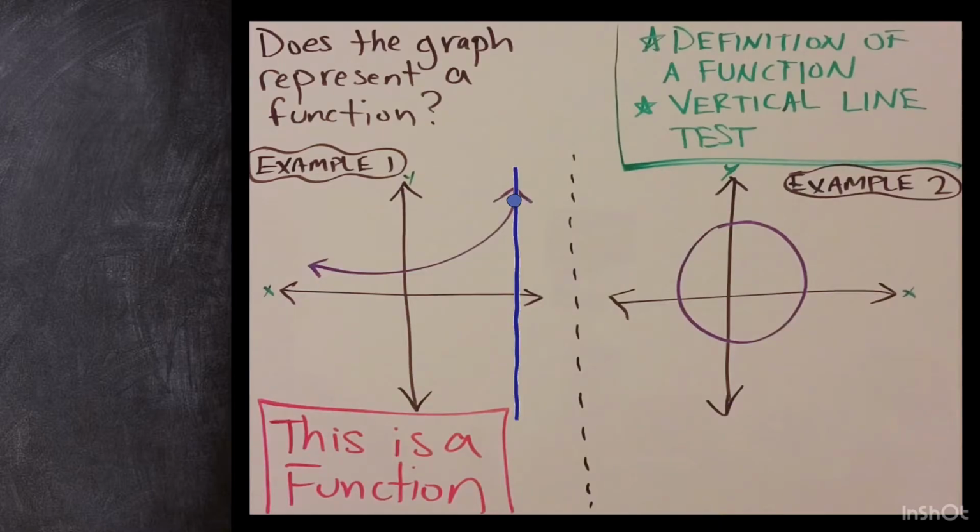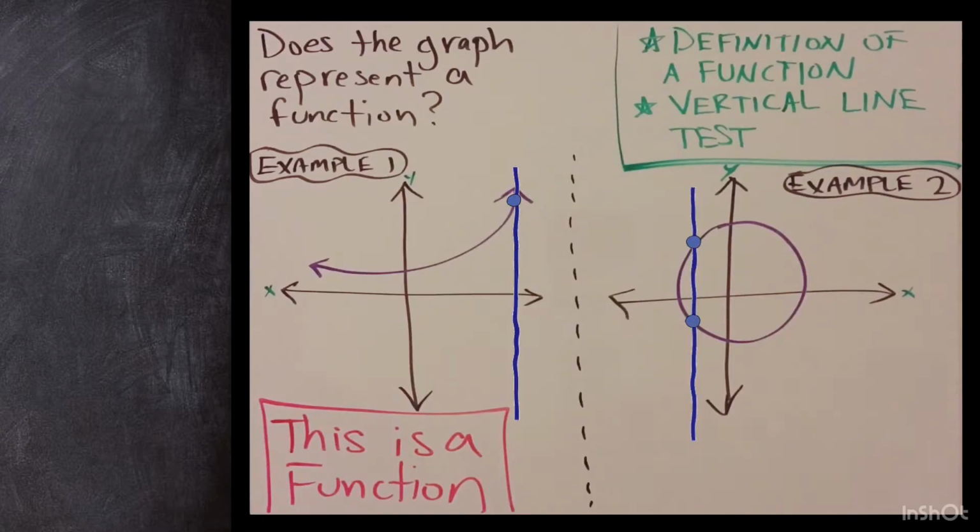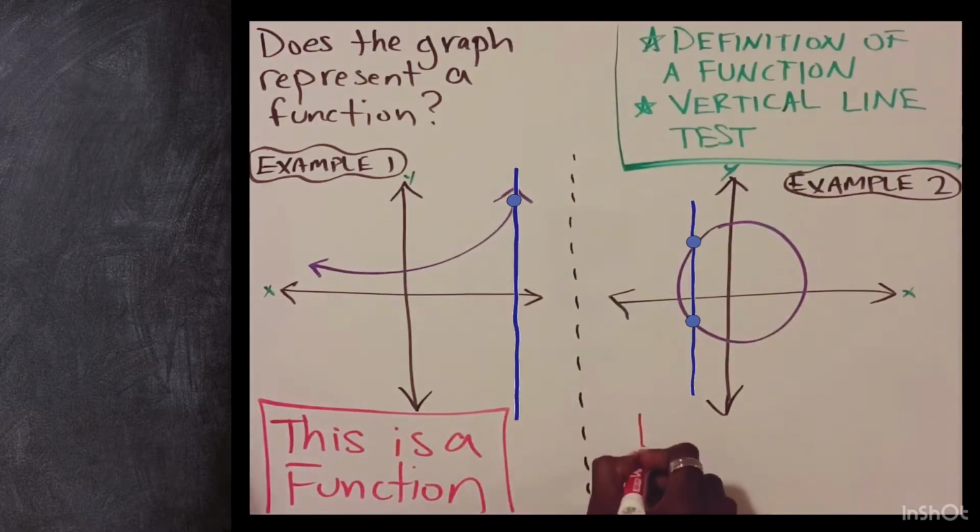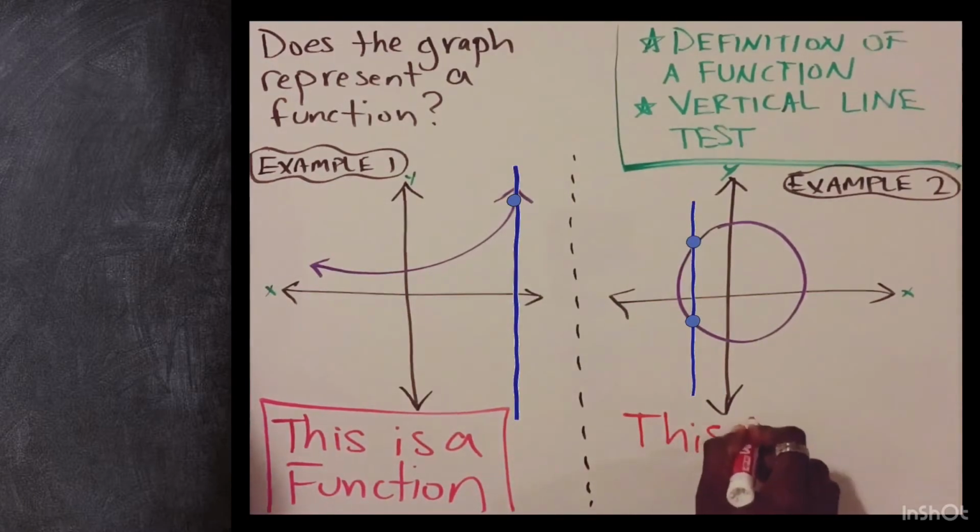Let's look at example 2. If we apply the same vertical line test, look what happens. As the vertical line travels along the x-axis, we see that the vertical line meets the graph at 2 different points. That's more than one. They meet here and they meet here. So that means that the x value repeats, and our answer is that this is not a function.